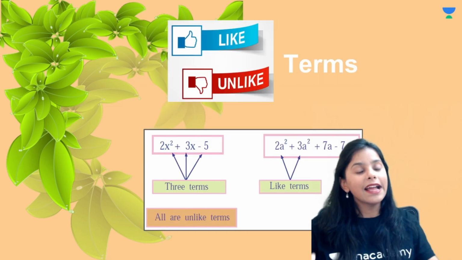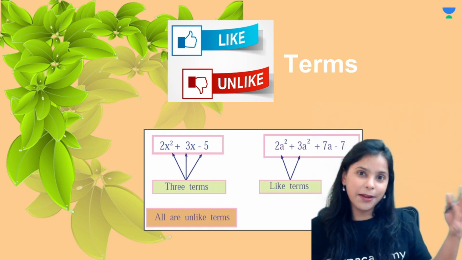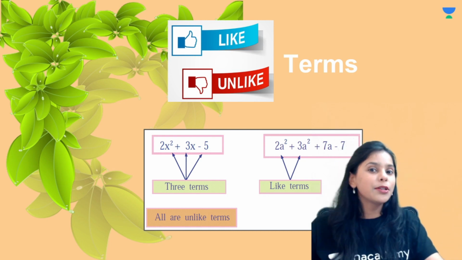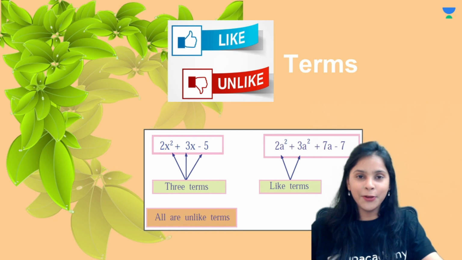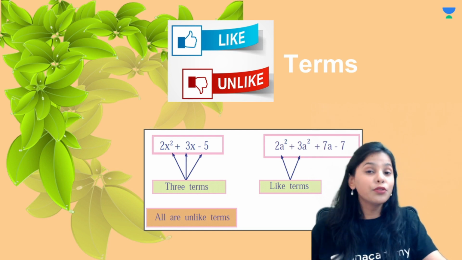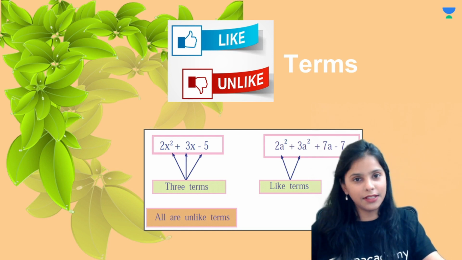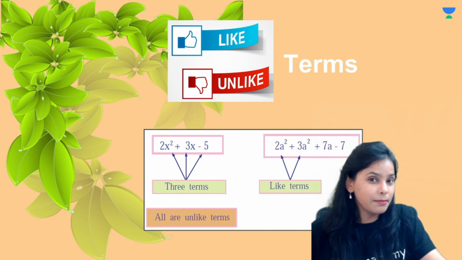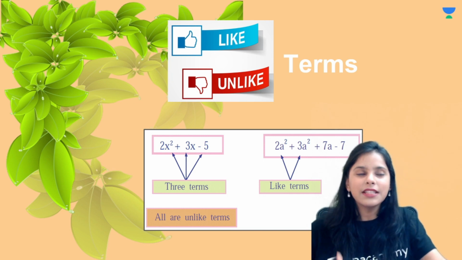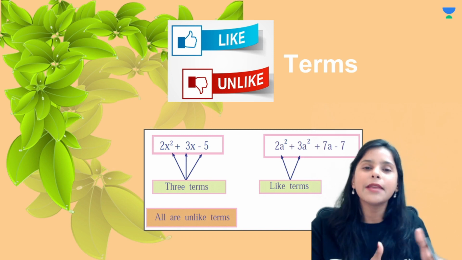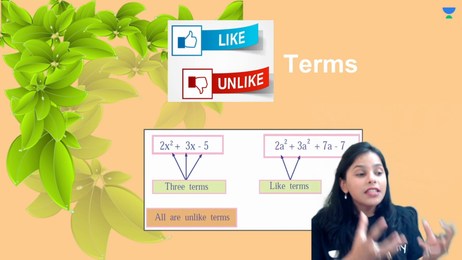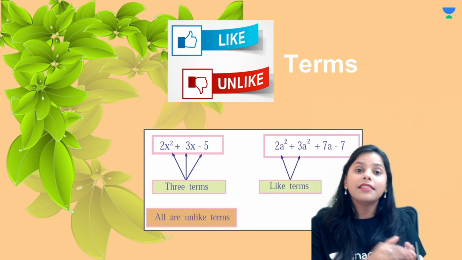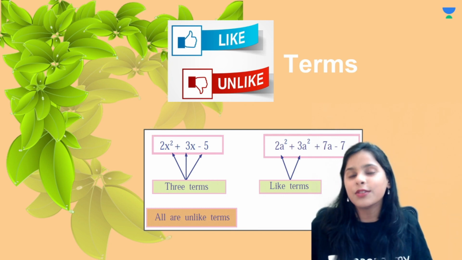Now we can classify terms in 2 categories. Number 1 is like, number 2 is unlike. A simple example: the people whom you like are your friends, and the people whom you do not like are not your friends. You don't like to hang out with them. So like terms means you have the same properties, same likings. Similarly, with like terms, you are going to have a similar variable, and the degree of the variable is also the same.